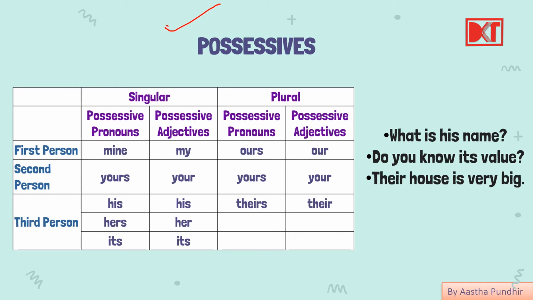So again these possessives add possession to the meaning of the noun. Okay, like what is his name? Do you know its value? The house is very big. So their house. Okay, so these kinds of possessives add meaning to the noun again by talking about its possession. All right.